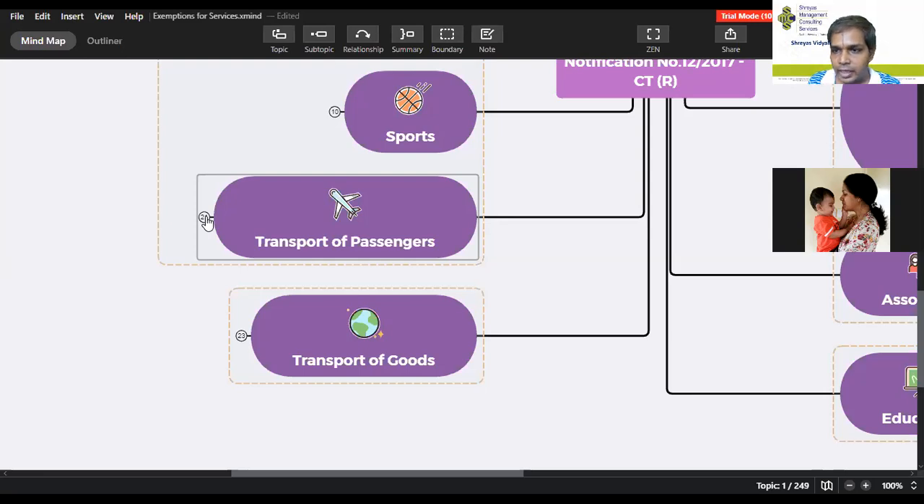Next one: air freight charged from XYZ Limited for transport of goods from Dubai branch to Sydney branch. It's a very interesting point. It is going from one location to another location. Both are outside India.